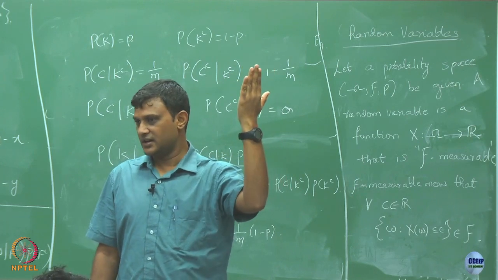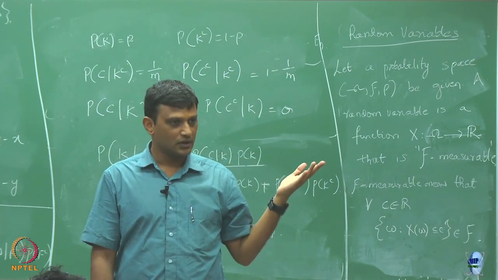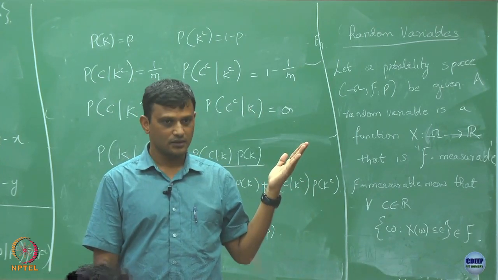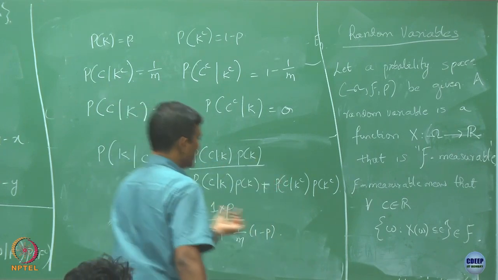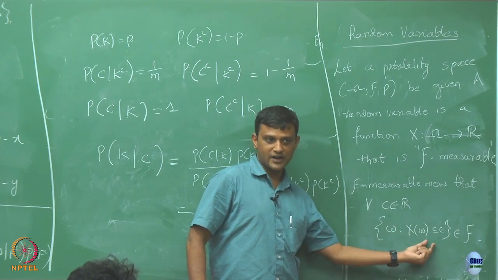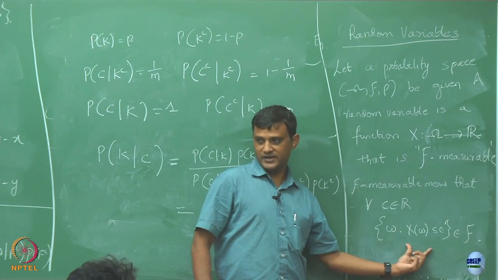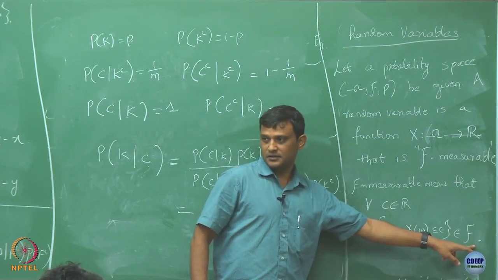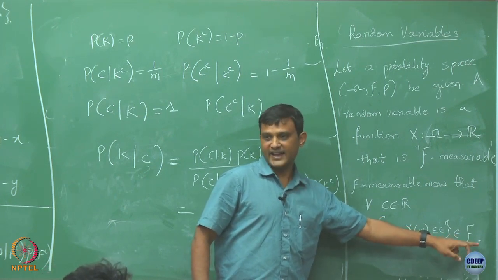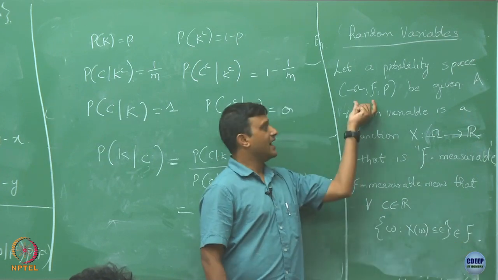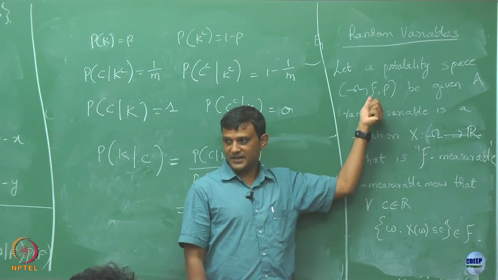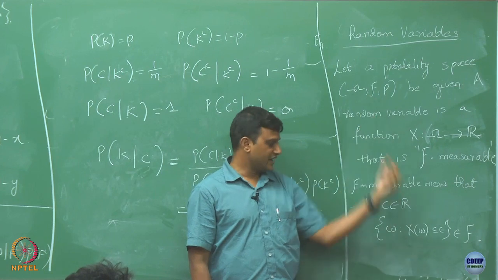So for example, in the case of a dice throw, I could ask the question, what is the probability that the outcome of the dice is less than or equal to 5? That is the set of all outcomes that take value less than or equal to 5, and that event, whatever it is, has to belong to this script F. And why is this? If it belongs to script F, then only I can assign probabilities to it, right? Because my probability space is such that I am going to assign probabilities only to the events that belong to the event space. So that's why.